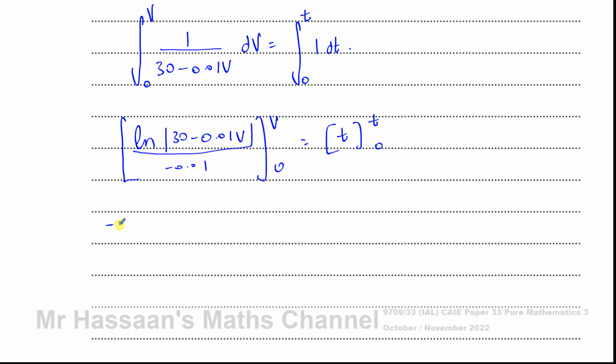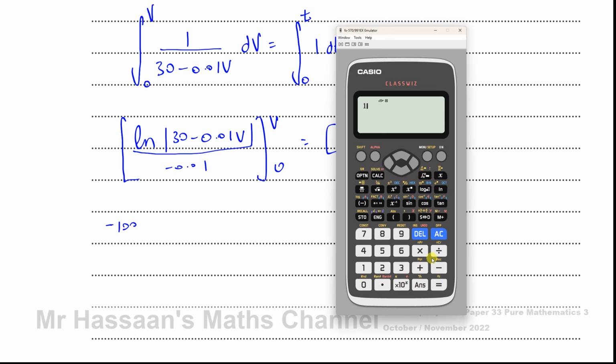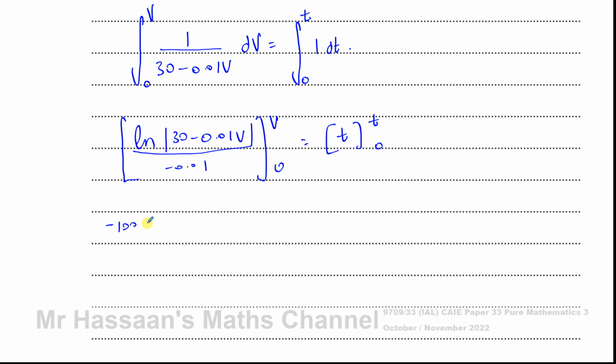So it's going to be minus 100. Okay, so just to confirm that, if you do 1 divided by 0.01, that gives you 100. So this is minus 100 times the ln of the modulus of 30 minus 0.01 v, minus the ln of, now when you put 0 here, you get ln of 30. And that's equal to t minus 0, which is t.